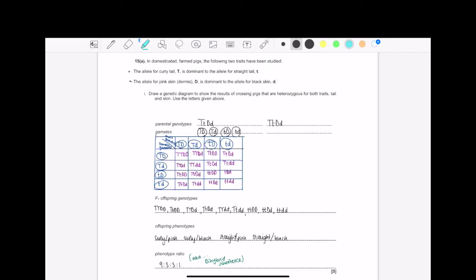Okay, so as I said, this is dihybrid inheritance, but how does one know that? It's because it involves two gene loci, aka two alleles, for the same characteristic, as you can see over here in those sentences. Now, something that you really need to pay attention to is whether the question says if it's homozygous or heterozygous, because then that will tell you what the parental genotypes will be. And the reason why they're a mixture, as I've written there, is because it says it's heterozygous for both traits, tail and skin. So it'll be a mixture.